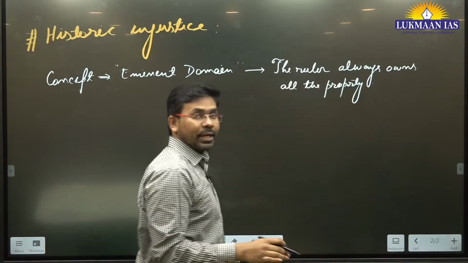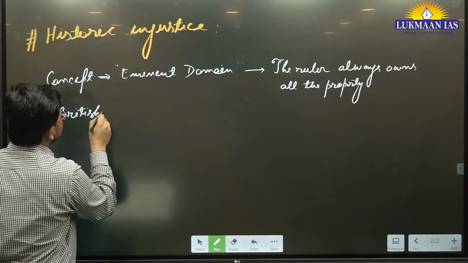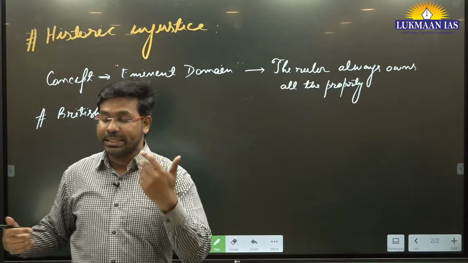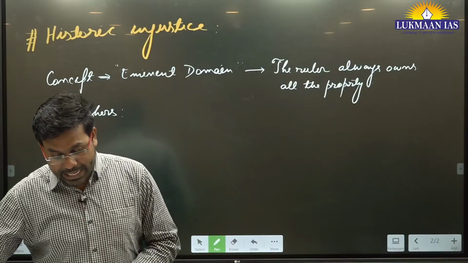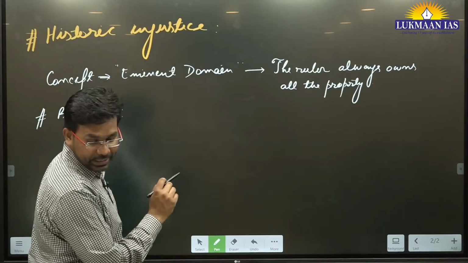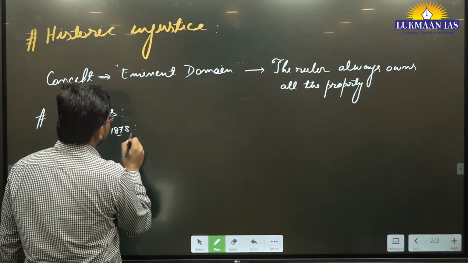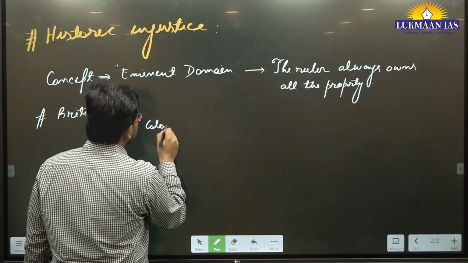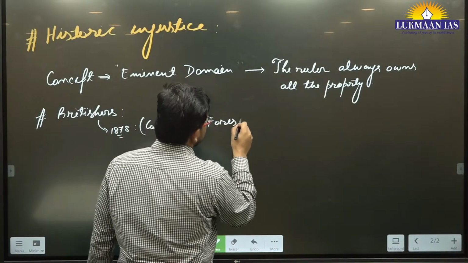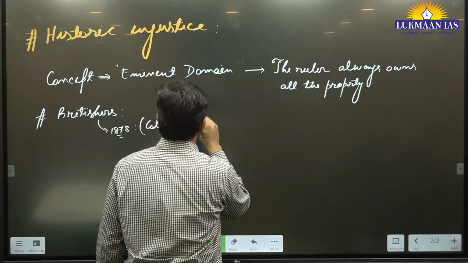So what happened when the Britishers came to India? The Britishers started ruling in India, and they enacted legislations for their own welfare. In 1878, the colonial Indian Forest Act was passed. This is the colonial version of the forest legislation.